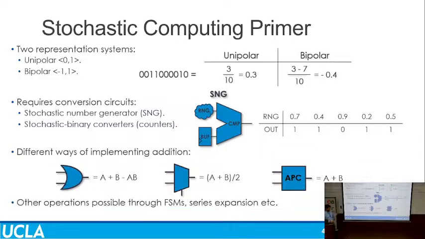Other operations, there have been decades of work on how to implement other more complicated operations in stochastic computing, but very rarely are they useful because they use complex finite state machines, all sorts of things, and at that point it becomes almost pointless to use stochastic computing because they're too complicated.